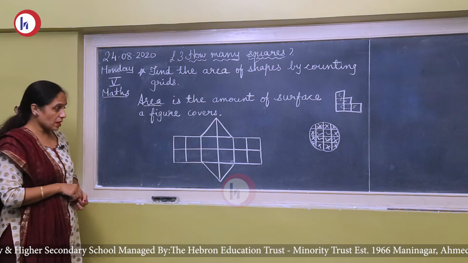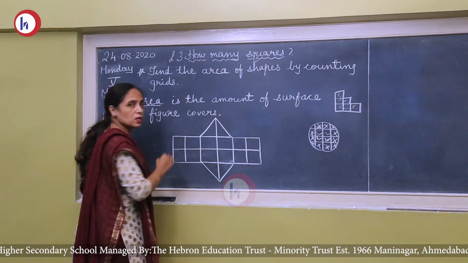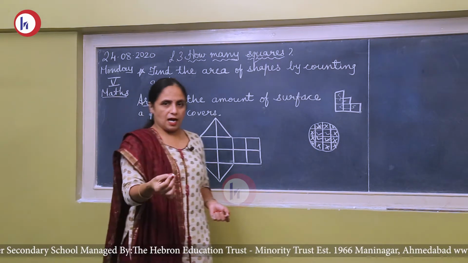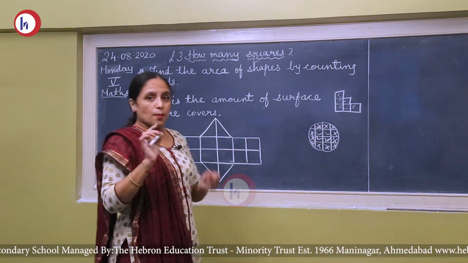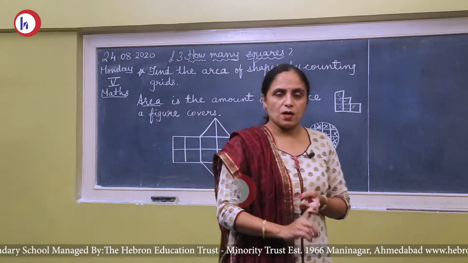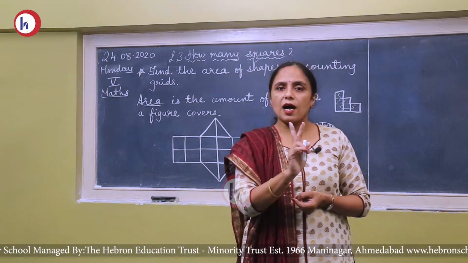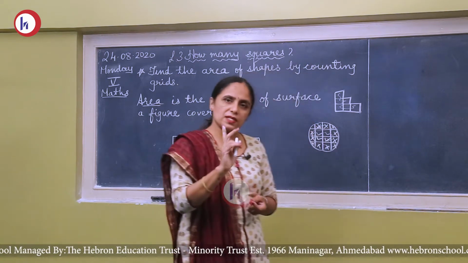Now here we have to see how many squares are full, that means whole square. And how many squares are half, or more than half, otherwise less than half. More than half, less than half, half. 2 halves means we will count 1. Okay? 2 halves. More than half, less than half or half, we will count 2 halves means 1.